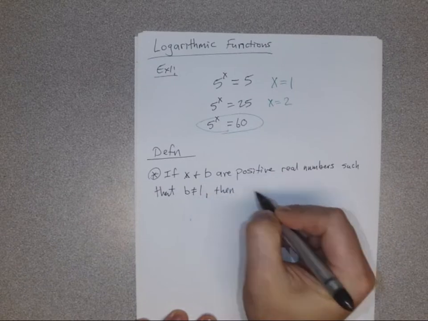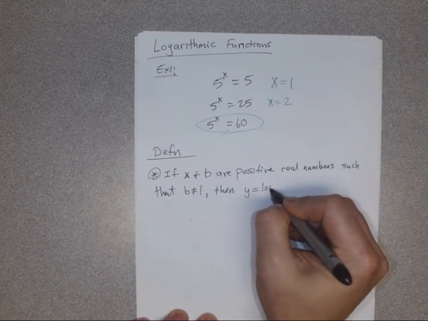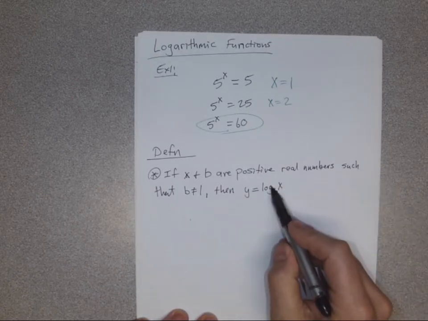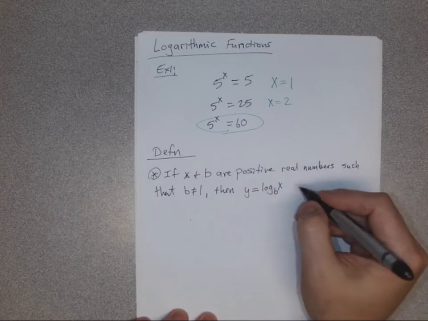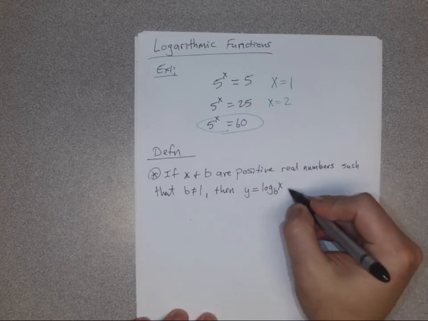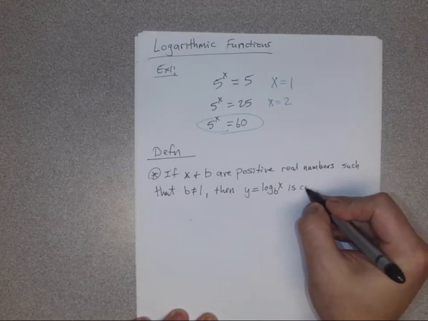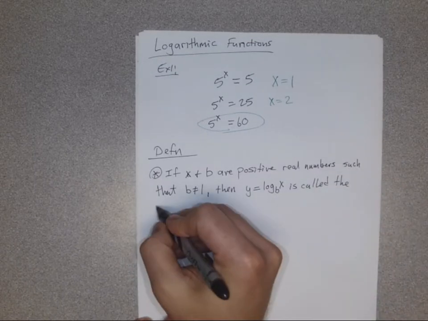then y equals log base b of x. So we're adding this log in here. That's what a logarithmic function is. And we'll get into exactly what that means here in a second. Then y equals log base b of x is called the logarithmic function base b.